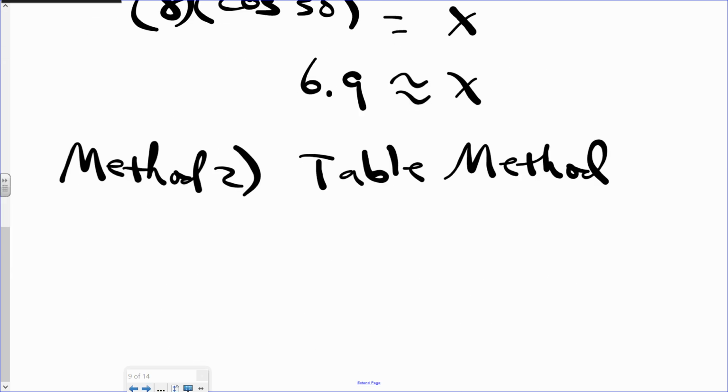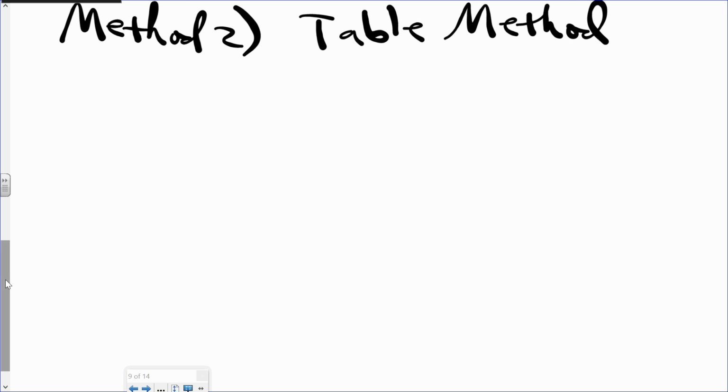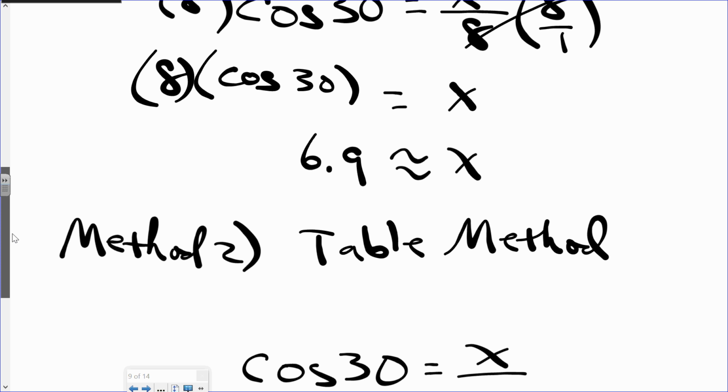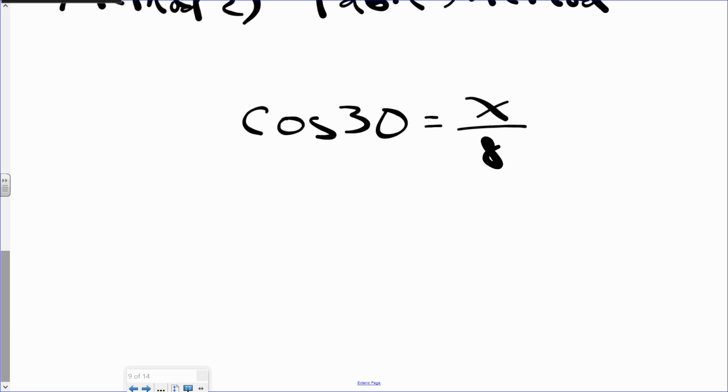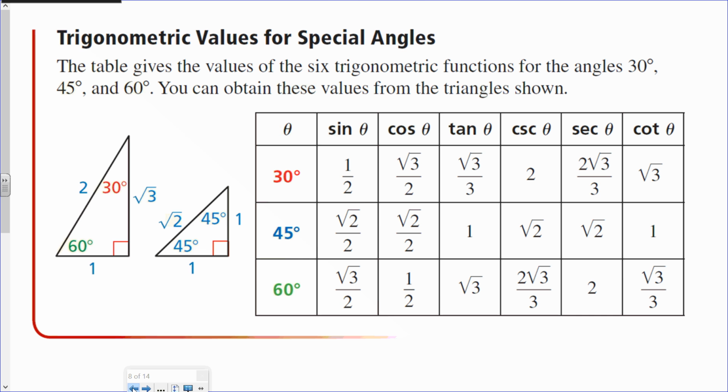The table method. I'm going to start off with the same equation. The cosine of 30 is x over 8, right? Same thing. I'm starting off the same way. What's radical 3 over 2? So look at, he's looking at the table. He's looking at cosine of 30 on the table. Let's see. Cosine of 30, right here.